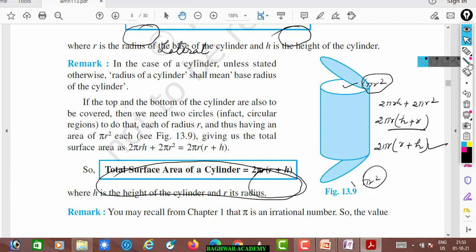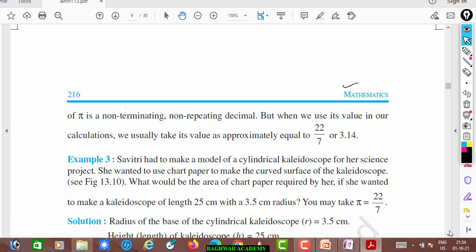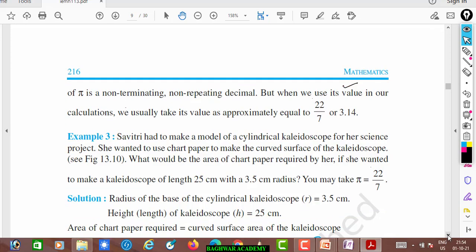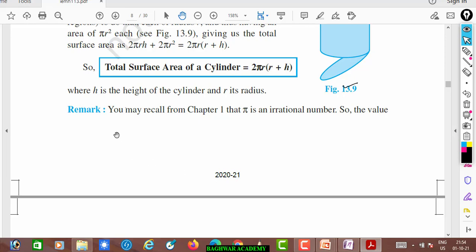Now we will see one example that has been given. You see, one more thing before this, one remark has been given. You may recall from chapter 1 that pi is an irrational number. Many times it comes, so you remember this. This is very important for the exam also.